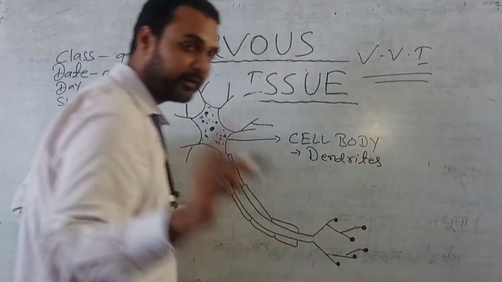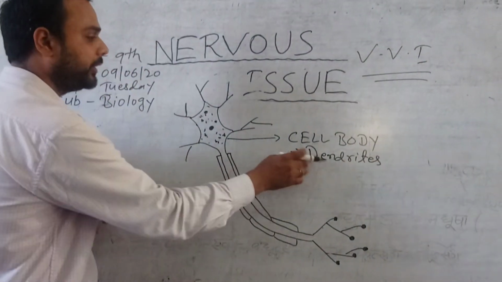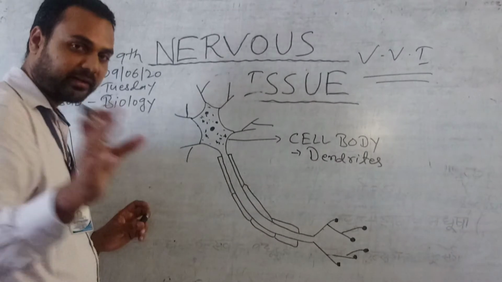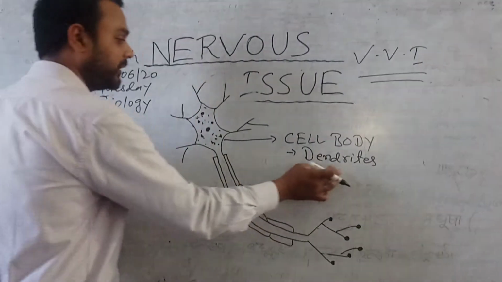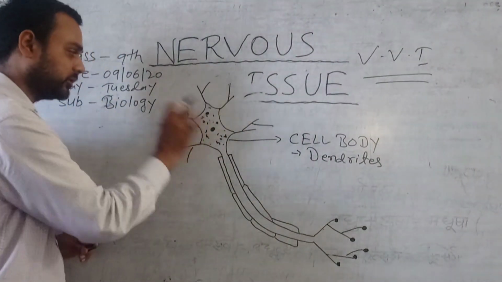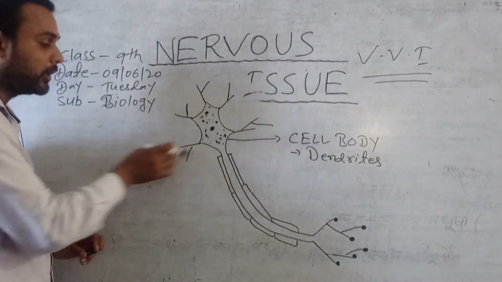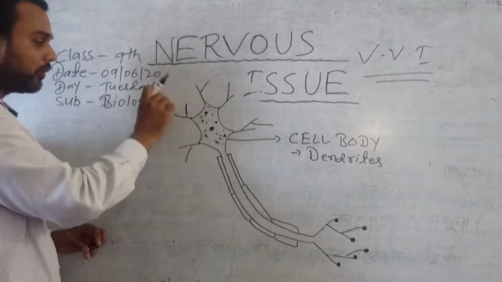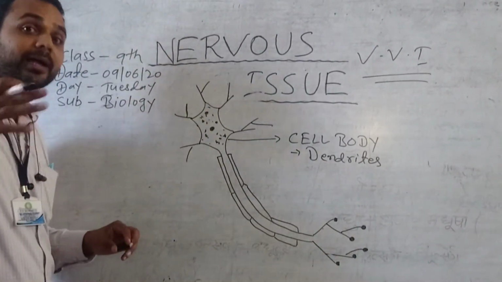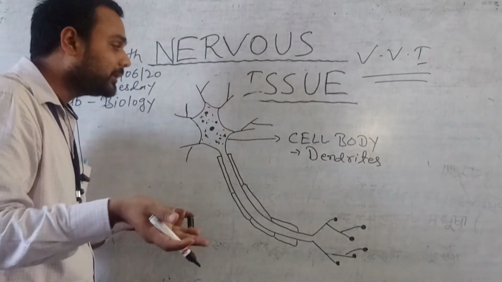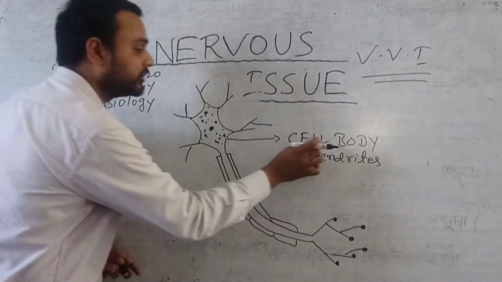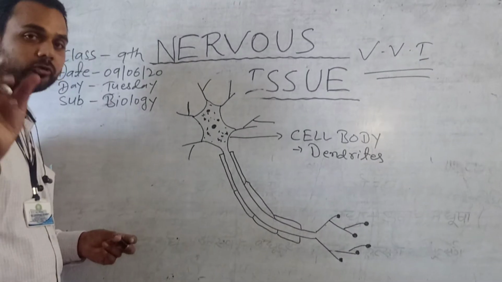Dendrites. D-E-N-D-R-I-T-E-S. What is dendrites? The dendrites are a fiber-like structure, that is, a thread-like structure, धागे की तरह, or fiber-like structure which arises from, मतलब वो कहाँ से निकलता है? Which arises from the cell body. That is the definition of dendrites.